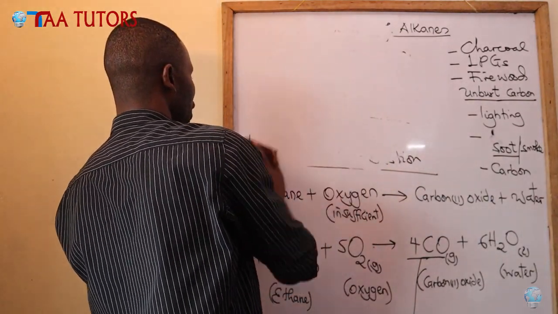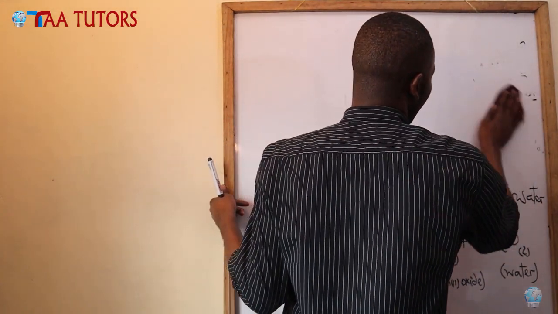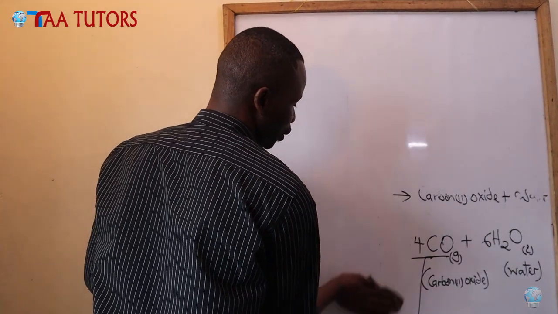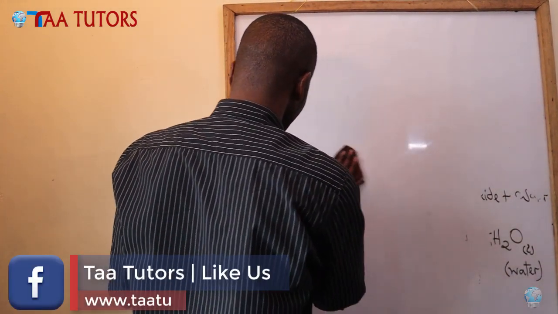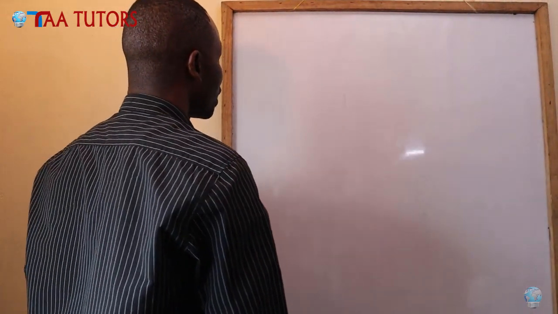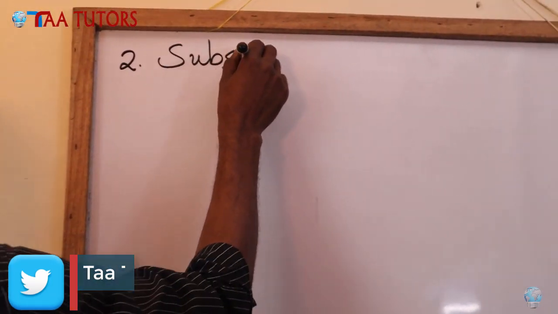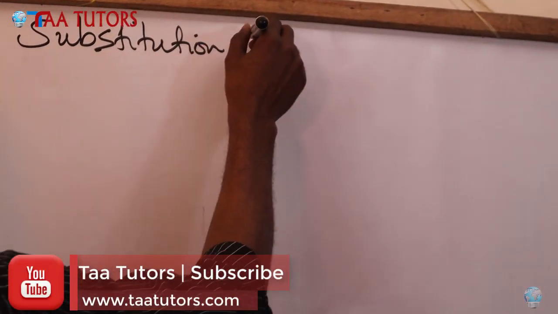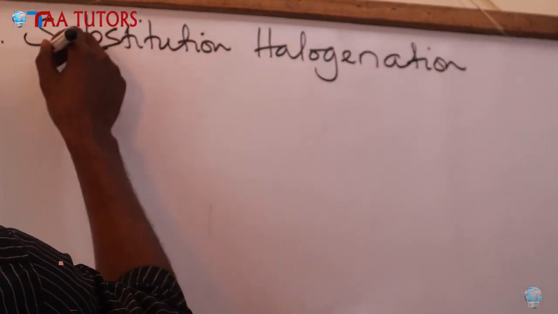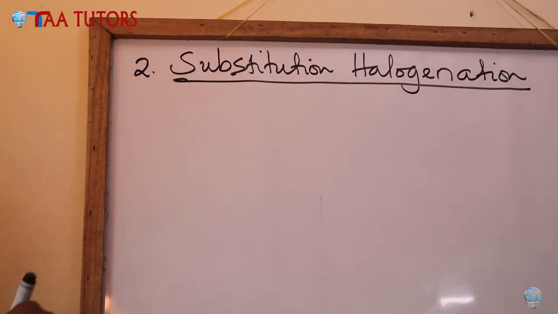Now halogenation is the reaction between alkanes and halogens. And like we said before, alkanes are saturated. Being saturated makes them relatively inert compared to the other hydrocarbons like alkenes and alkynes. So it means that these reactions must be supported by some kind of energy. So we have substitution halogenation. We are also going to have what we call addition halogenation. Addition halogenation we will find in alkenes and alkynes. Substitution reactions are found in alkanes.